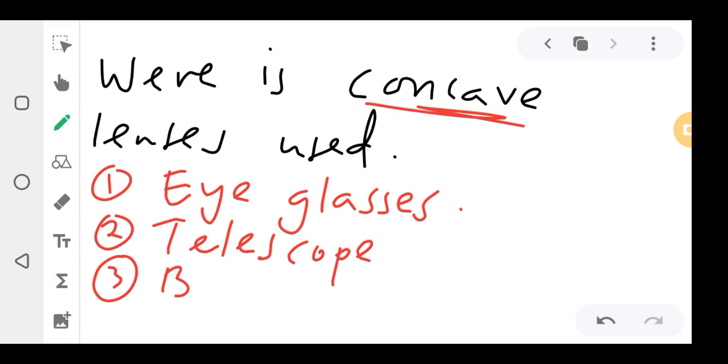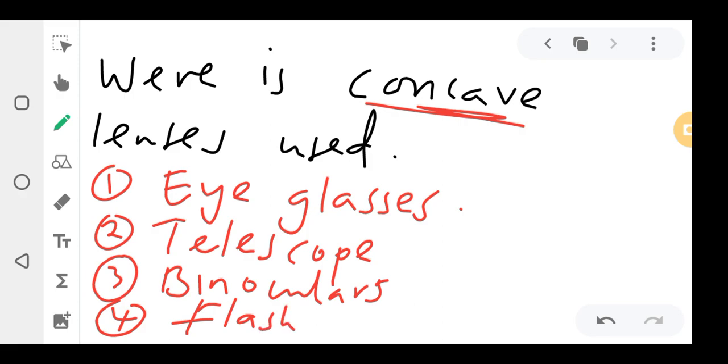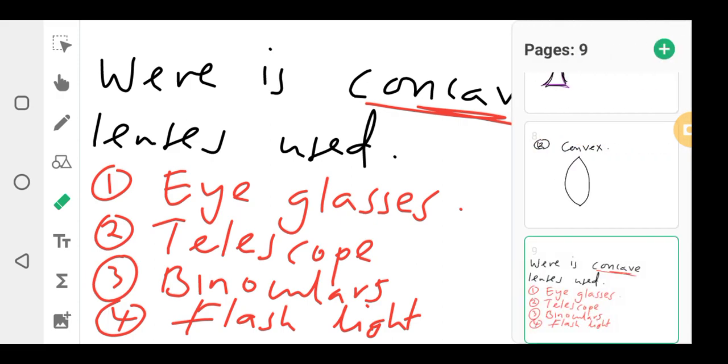Sometimes you also use them in binoculars. And apart from binoculars, you can also use them in flashlights, like a torch. A flashlight is a torch, the one you use when you are trying to go to the market at night and can't see where you are going. That's where concave lenses are used. What about convex?